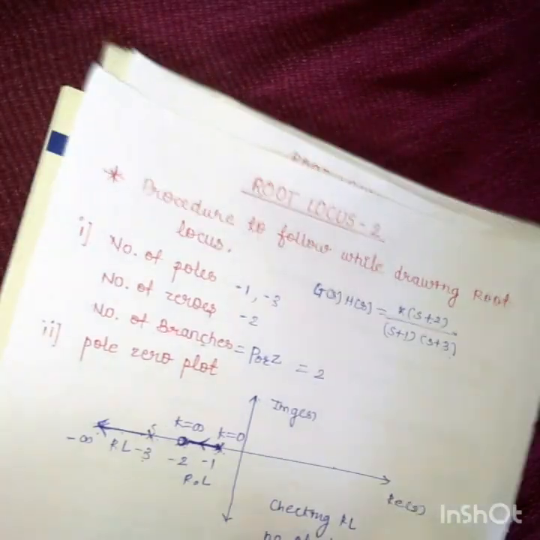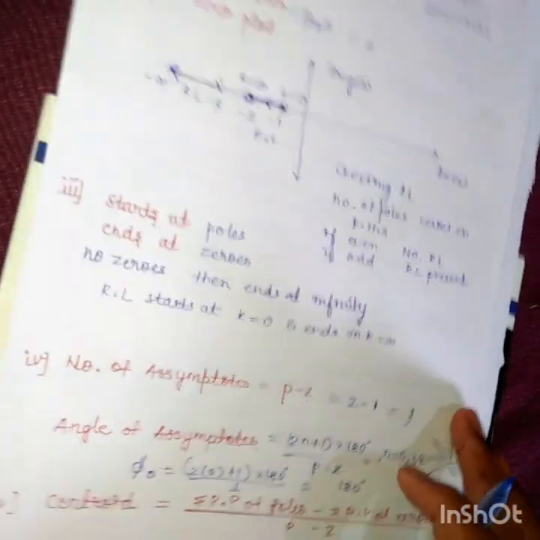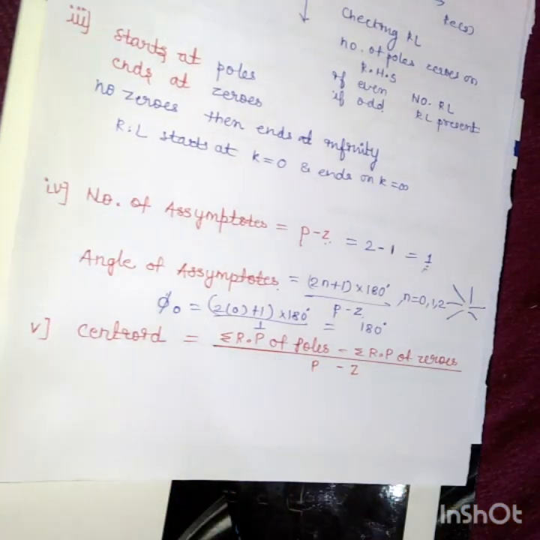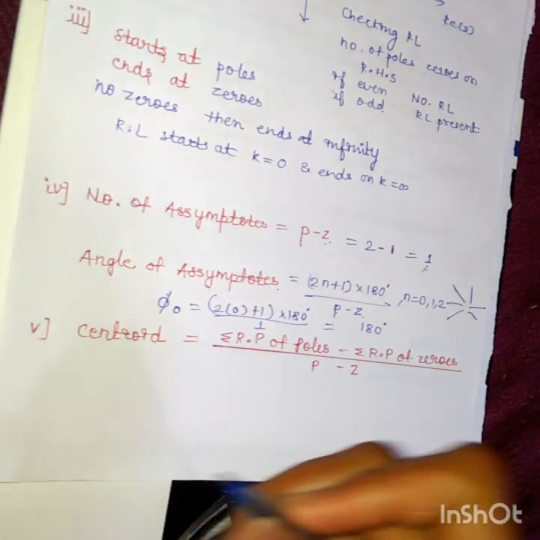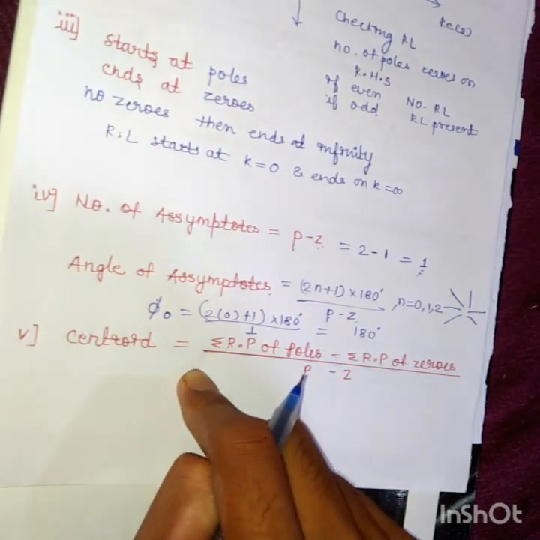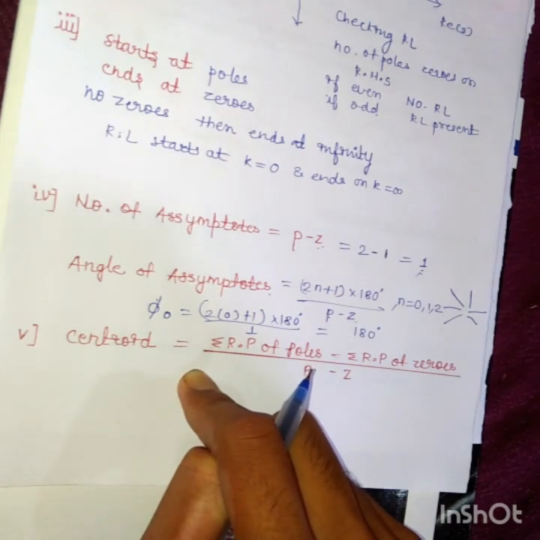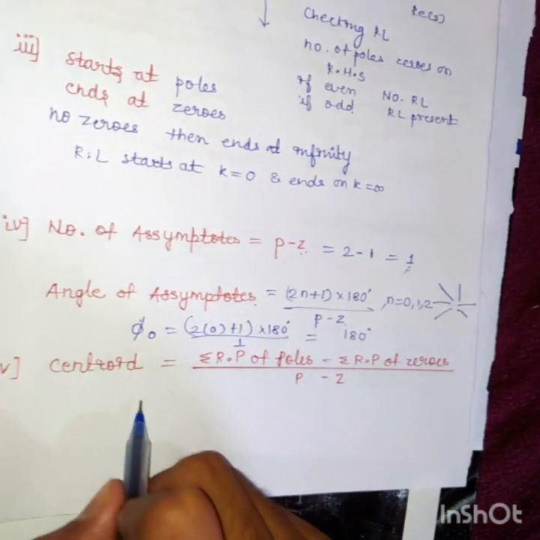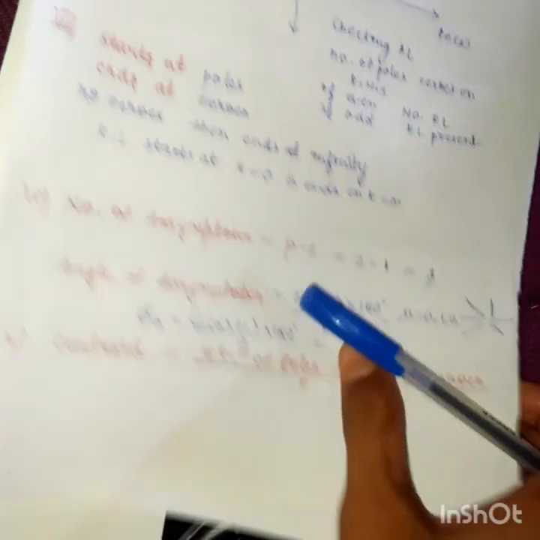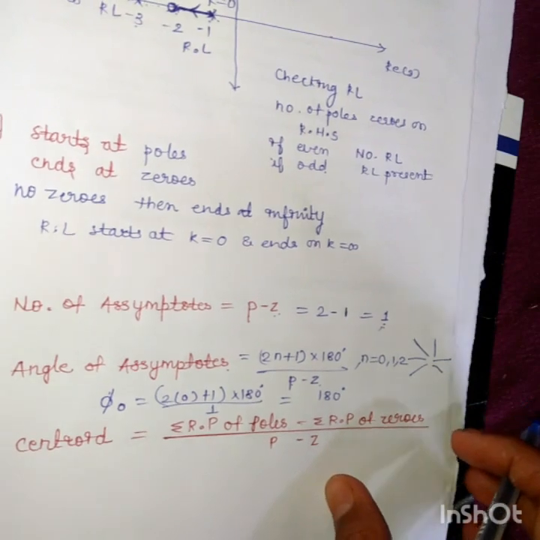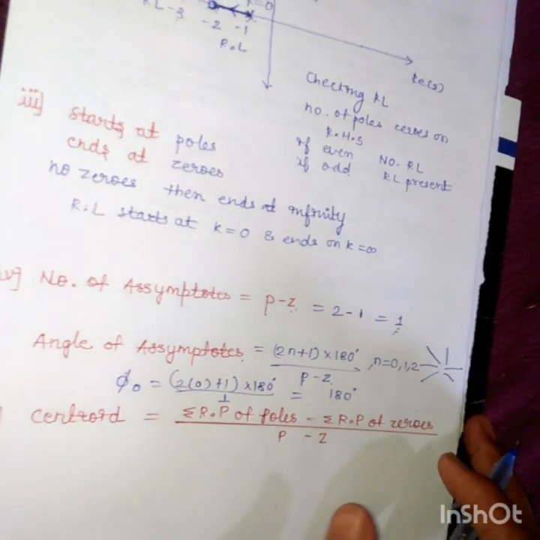Now the centroid. So what is the centroid? The centroid is the point at which asymptotes meet. But here only one asymptote is present, therefore we don't need to find the centroid. But if there are two or more asymptotes present in the transfer function, then we need to calculate the centroid. In this question there is only one, therefore the centroid will not be there. The basic condition for the centroid is that we need two asymptotes.